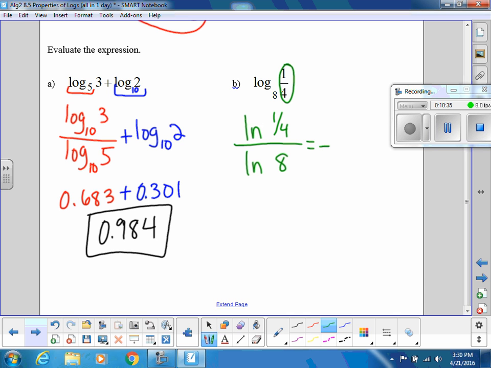This gives me negative 0.6 repeating. Or if you know what that is as a fraction, that's negative 2/3. That's okay. You don't have to know that if you don't know that. But either way, we're getting our answers because of that change of base.